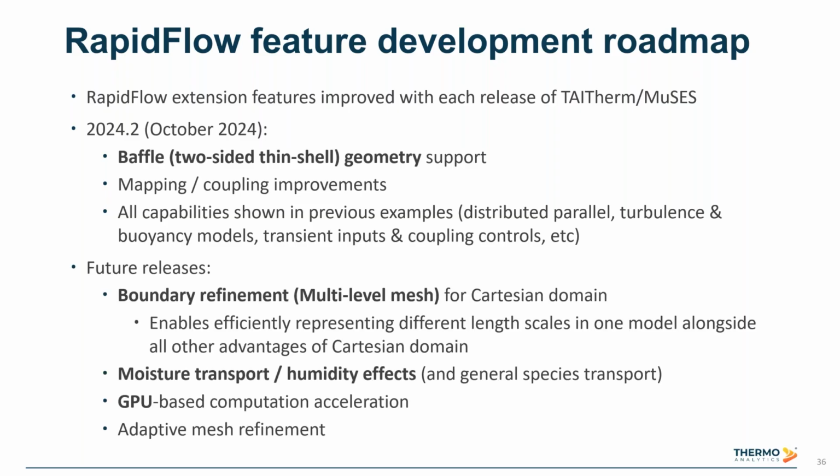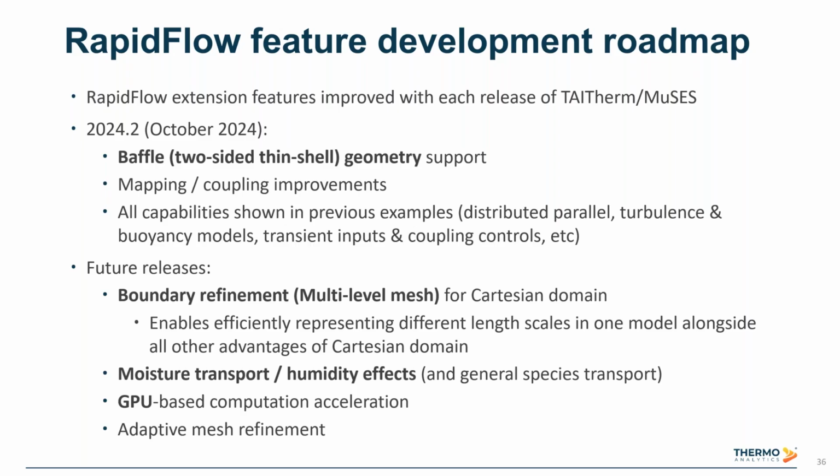Some things we have planned for future releases. A big one we'll be working on is a boundary refinement or multi-level mesh capability. So everything we showed here today for cabins was using what we call the Cartesian domain for RapidFlow, which is almost what we always use for that domain. You might be familiar if you've looked at RapidFlow already.